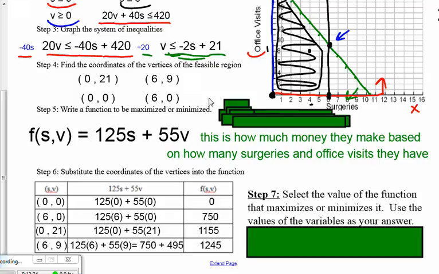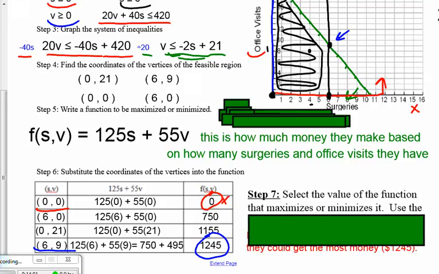Looking at our table then, we need to decide which one of those is the biggest and which one is the smallest. Obviously, right here, this 0 is the smallest. That's our minimum value. So we can minimize our function at (0, 0), and the minimum value of the function is this 0. We can maximize our function by finding our biggest one, this $1,245. Where does that happen? It happens at the point (6, 9). So we had to do 6 surgeries and 9 office visits to maximize the amount of money that we would make that day.